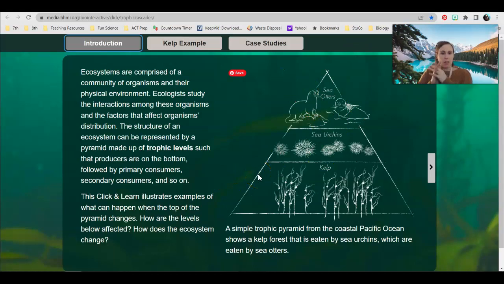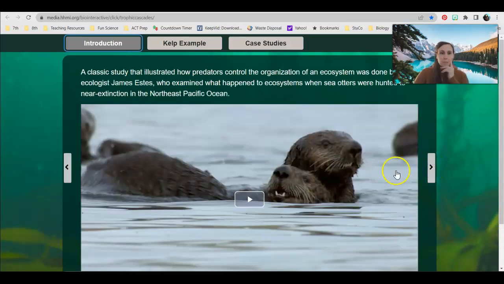Okay, this click and learn illustrates examples of what can happen when the top of the pyramid changes. How are the levels below affected? How does the ecosystem change? So we're going to look at all kinds of changes that we see in ecosystems throughout this whole unit. This is just one example. A classic study that illustrated how predators control the organization of an ecosystem was done by ecologist James Estes, who examined what happened to ecosystems when the sea otters were hunted to near extinction in the Pacific Northeast Ocean.